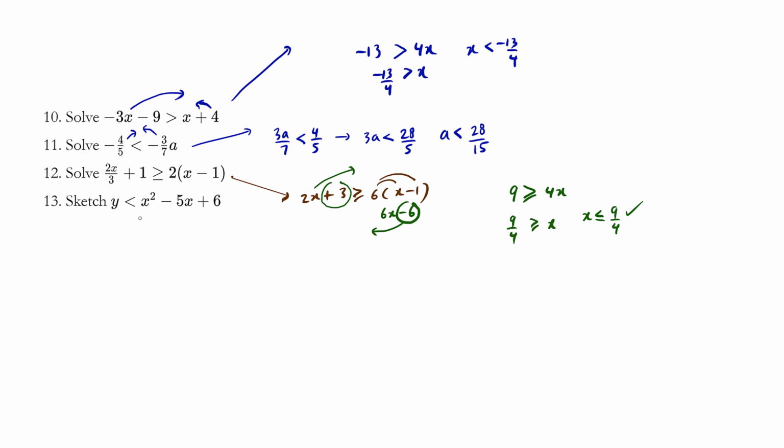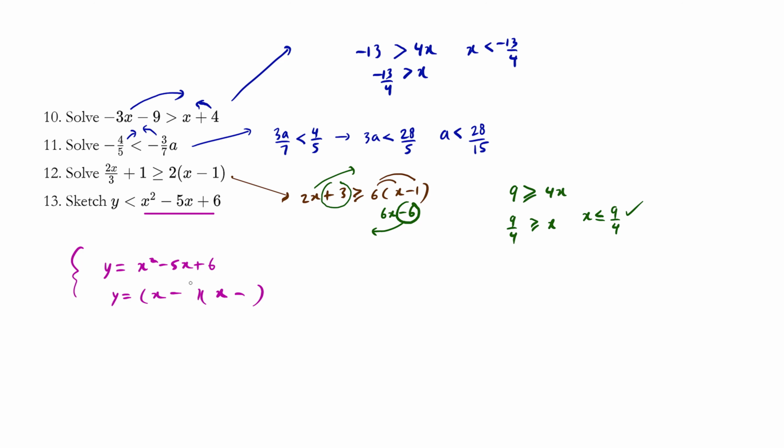Alright, let's try this last question, 13. We're trying to sketch y is less than x squared minus 5x plus 6. We know how to sketch the parabola, so let's just think for a sec. Can we sketch y equals x squared minus 5x plus 6? Now let's try factoring.